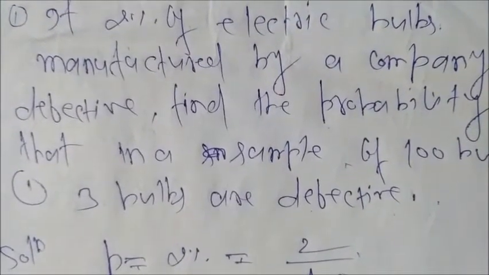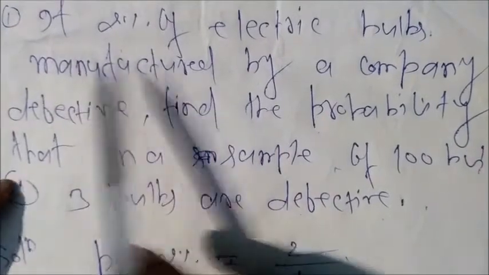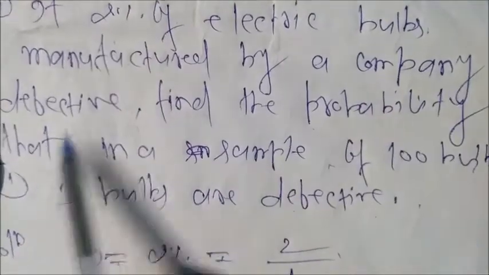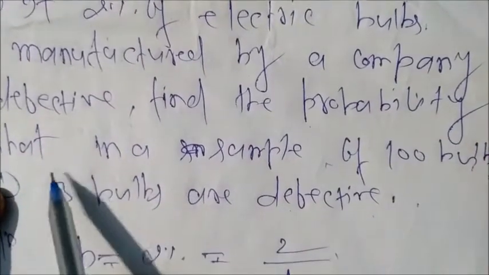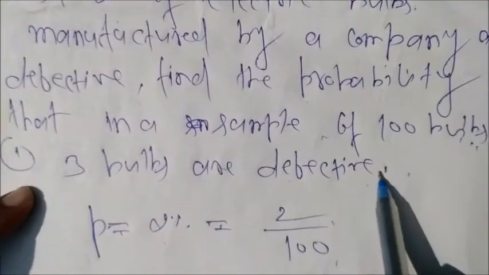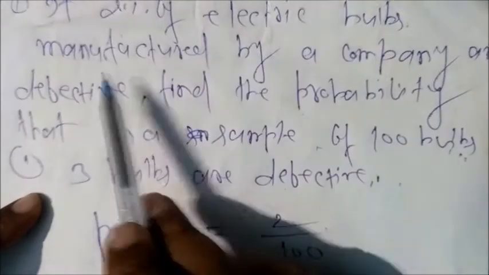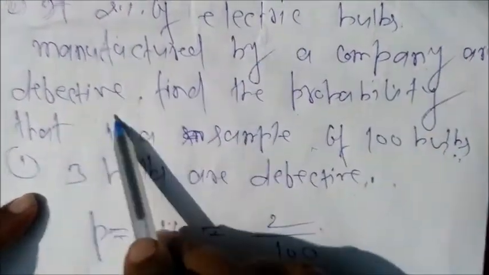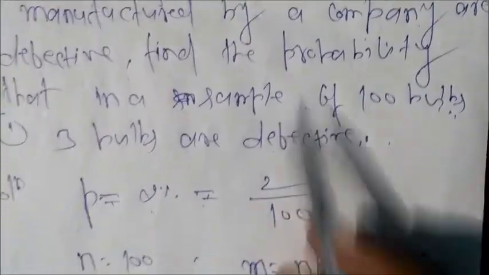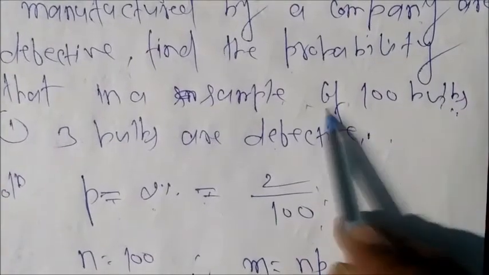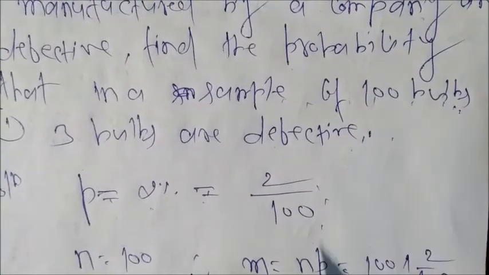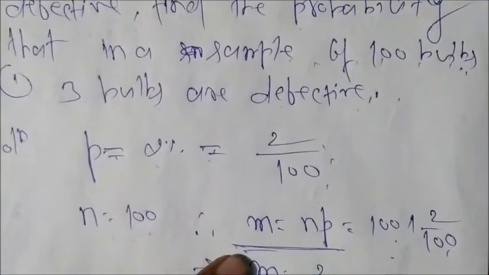Again, see one more problem. If 2% of electric bulbs manufactured by a company are defective, find the probability that in a sample of 100 bulbs, exactly 3 bulbs are defective. 2% of bulbs are defective, means p equals 2% equals 2 by 100. In a sample of 100 bulbs, that is n equal to 100, with respect to n, p is very small and n is very large. Therefore, we apply Poisson's distribution.